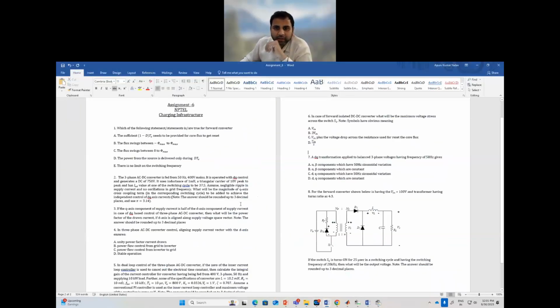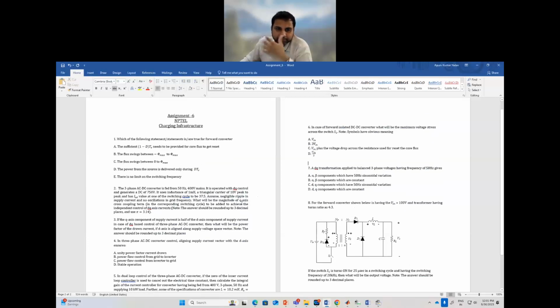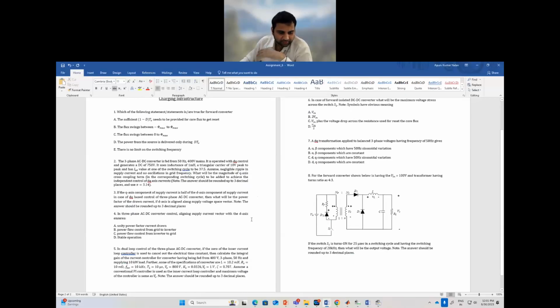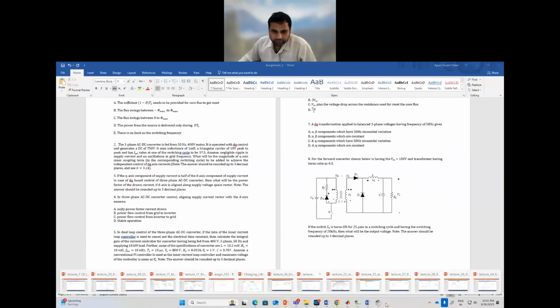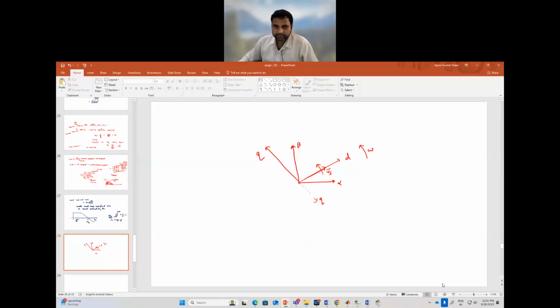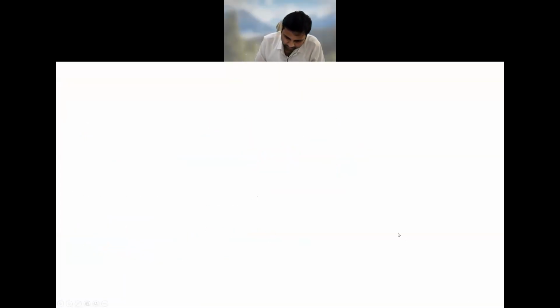6. So if you see in assignment 6, there are a lot of multiple choice questions. The main questions which are there are question number 5, question number 2, and question number 8. So you can use this concept to solve this part. It's a simplistic thing for assignment 6.